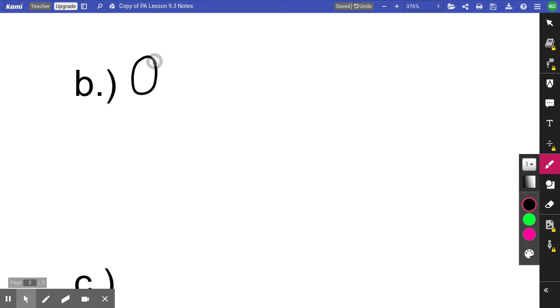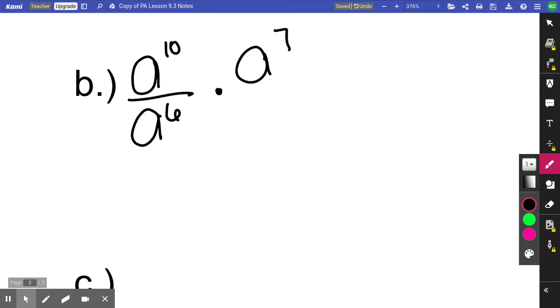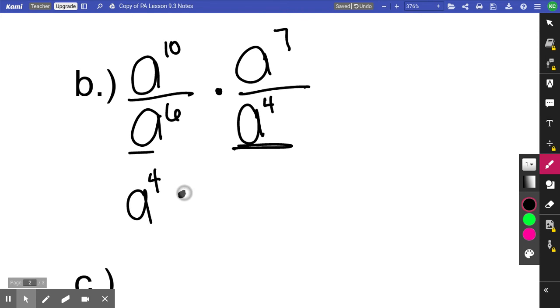Okay, letter B. I have a to the 10th over a to the 6th times a to the 7th over a to the 4th. Okay, now since they're separated, we're going to go ahead and divide this out and then divide this out. Then from there, we'll multiply. Okay, so I'm going to have a to the 10th minus 6, which is going to be a to the 4th, times 7 minus 4, which is going to give me a to the 3rd.